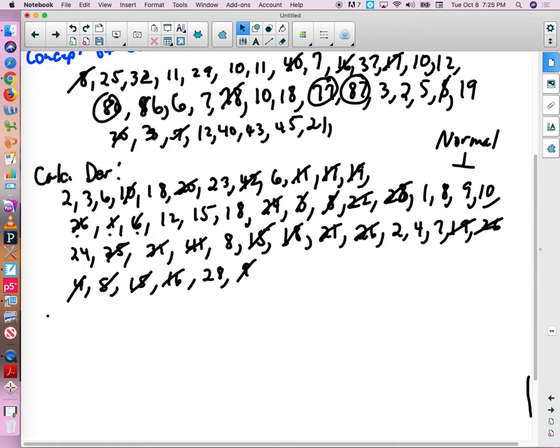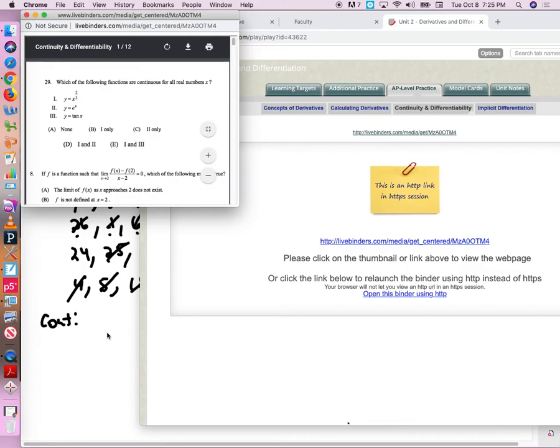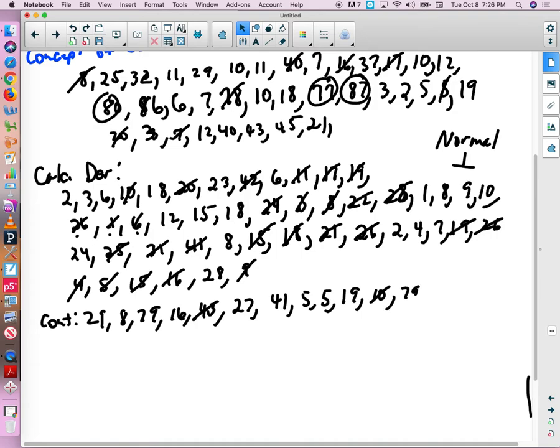Then on continuity and whatever else they called it on this tab, differentiability, you'll have some bunch of problems. And hopefully I got these right. 29, 8, 79, 16, 43, 27, 41, 5, 5, 19, 10, 79, 13, 76, 81, and I think that's it.